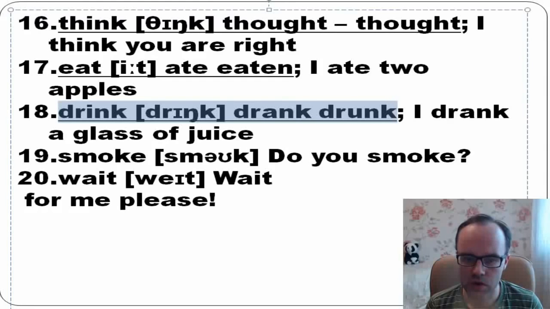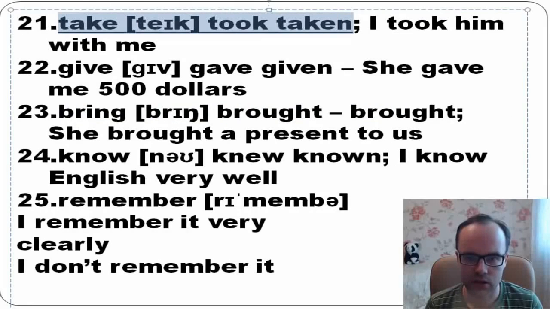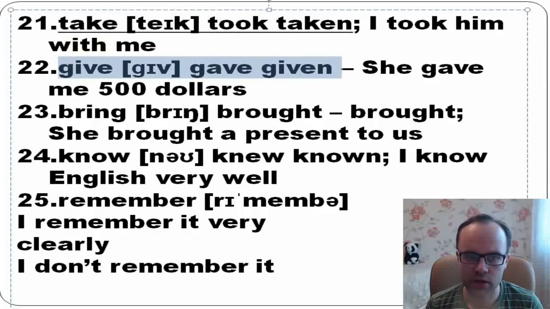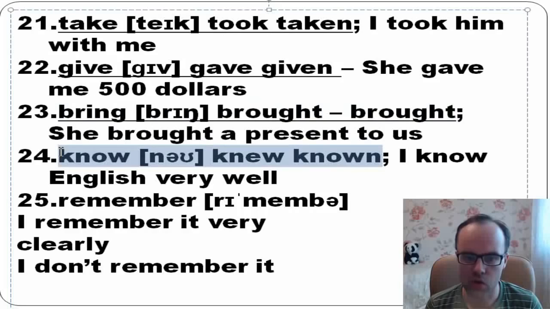Smoke. Do you smoke? Wait. Wait for me, please. Take. Irregular. I took him with me. Give, gave, given. Irregular. She gave me $500. Bring, brought, brought. Irregular. She brought a present to us. Know, knew, known. Irregular. I know English very well.